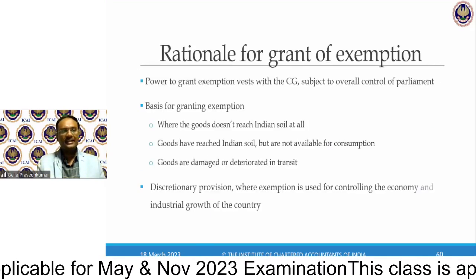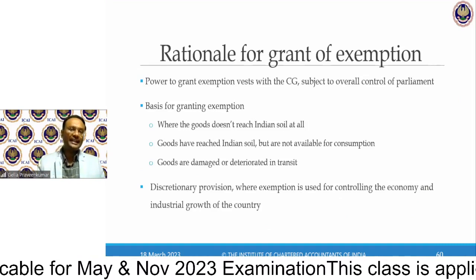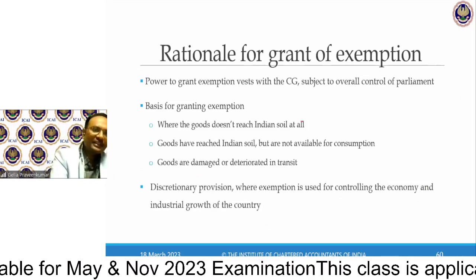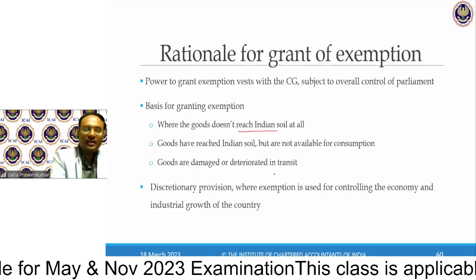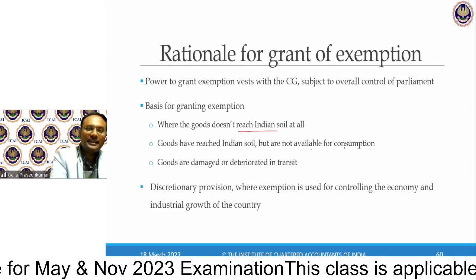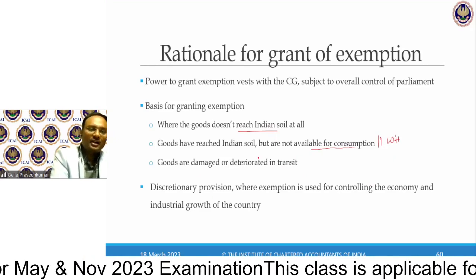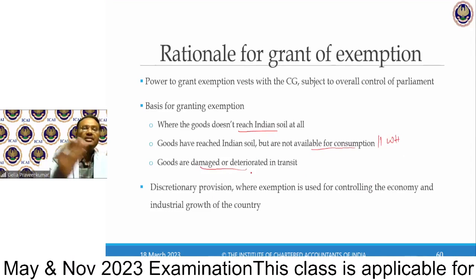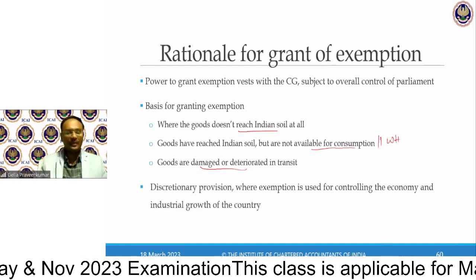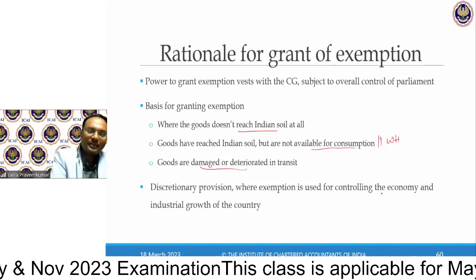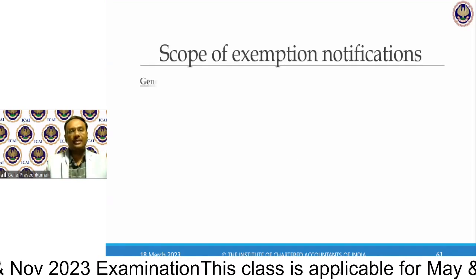Now, these are certain general theories. Why are notifications given for granting an exemption? The reasons are that the goods never hit Indian soil, or they have hit Indian soil but are not available for consumption. One example is warehouse provisions. Or goods are damaged. When goods are damaged, why should I levy customs duty when the goods are not enjoyed at all? Alternatively, for economic benefits, these exemption notifications are brought in from a macro perspective.